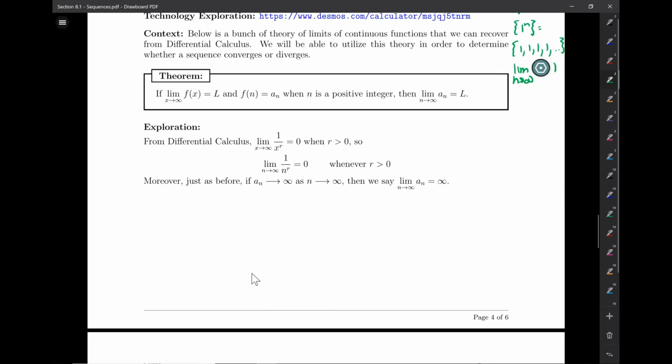Now, if you also recall from Calc 1, from differential calculus, we know that as x approaches infinity, 1 over x to a power is going to approach 0 as long as that exponent's not negative, right? If it's a negative exponent, then we'll end up reciprocating and then it'll end up growing, which is not what we want. But if this was like x squared, x cubed, a square root, anything like that, then that limit is going to be 0. So similarly, we can see the same thing happening with n. We've already done a few examples of that happening. So again, it's just putting it in a more formal form.